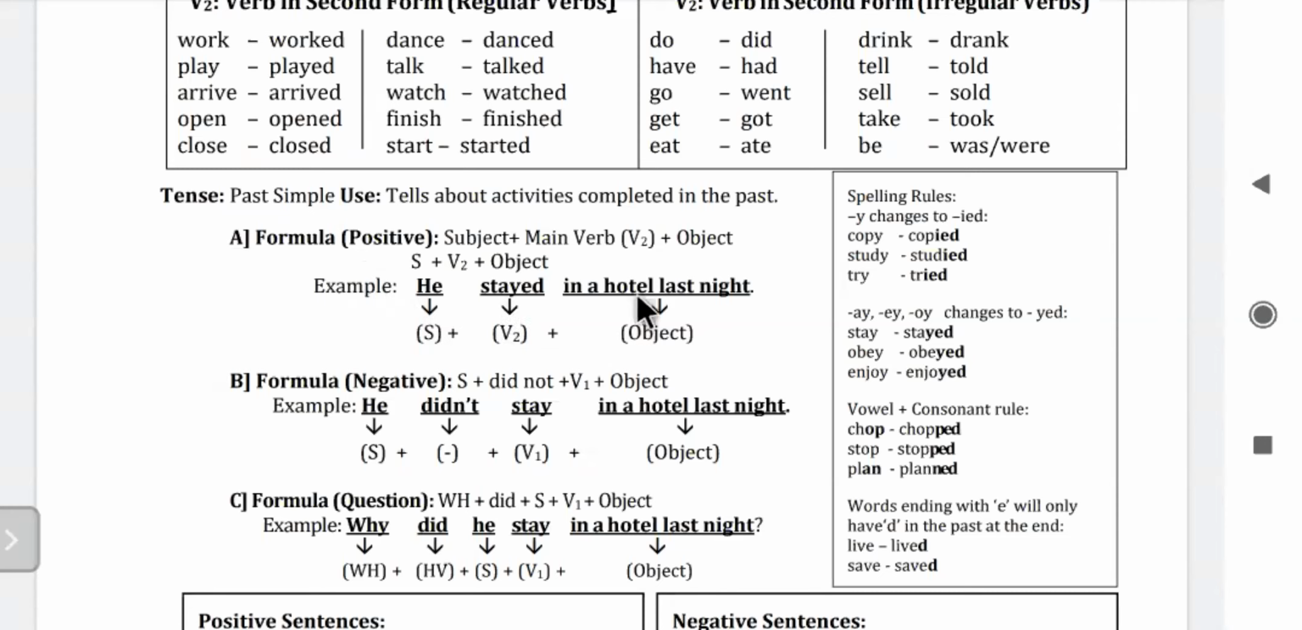So read me this past line. He stayed in a hotel last night. That's positive. Read me this one. He didn't stay in a hotel last night. That's negative. Question form. Why did he stay in a hotel last night? And of course, you can put instead of why all the other WH forms like how did he, when did he, where did he, okay, etc.